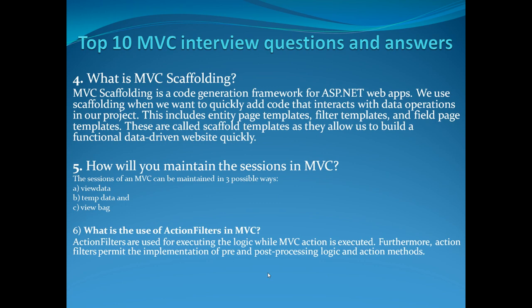Next question is what is the use of action filters in MVC? Action filters are used for executing logic while an MVC action is executed. Furthermore, action filters permit the implementation of pre and post processing logic on an action method. Basically, when we need to execute some logic before or after an action, for that purpose we use an action filter.